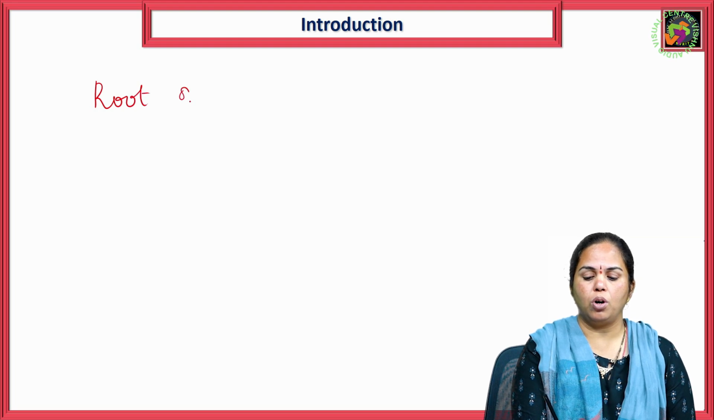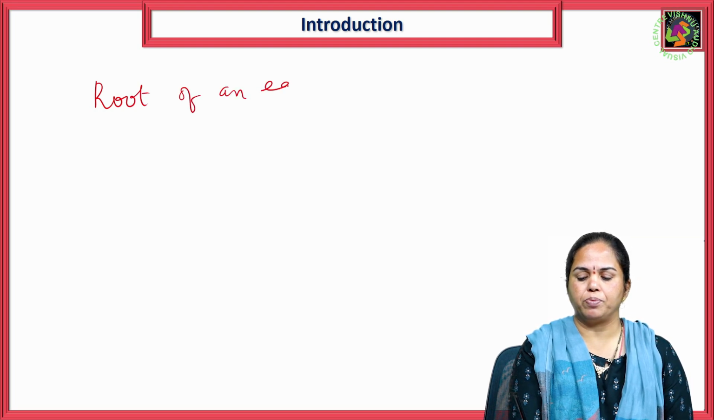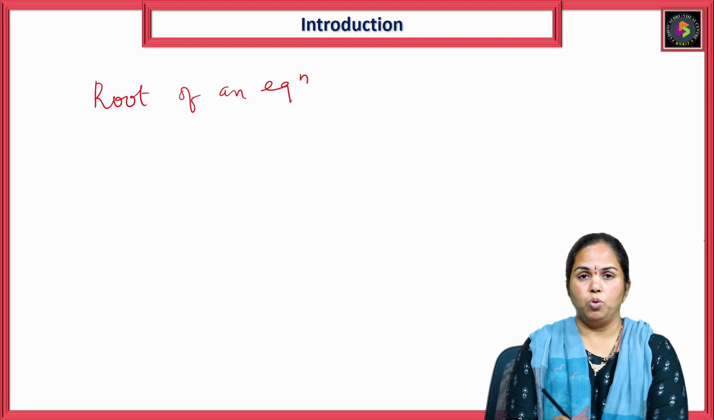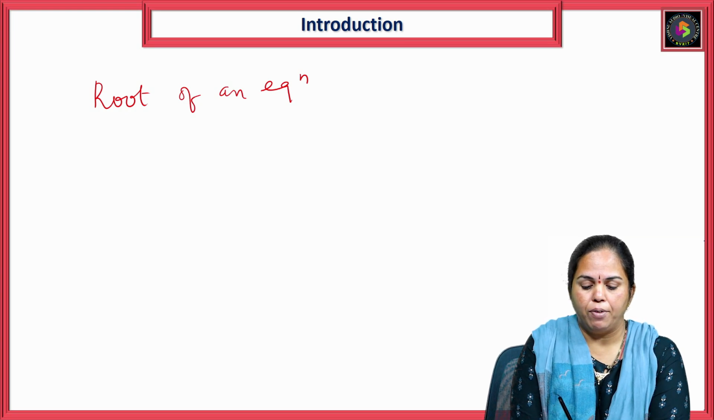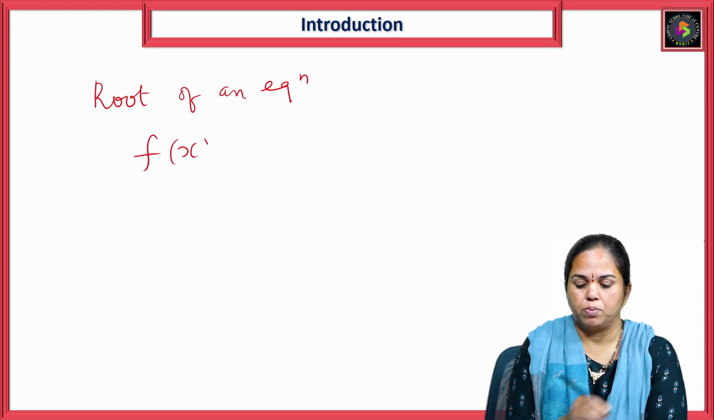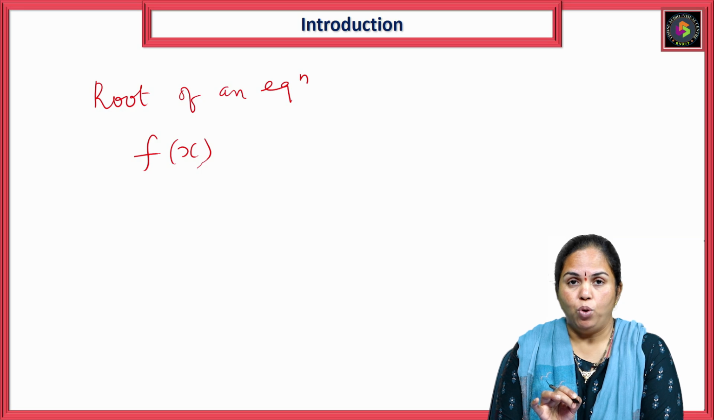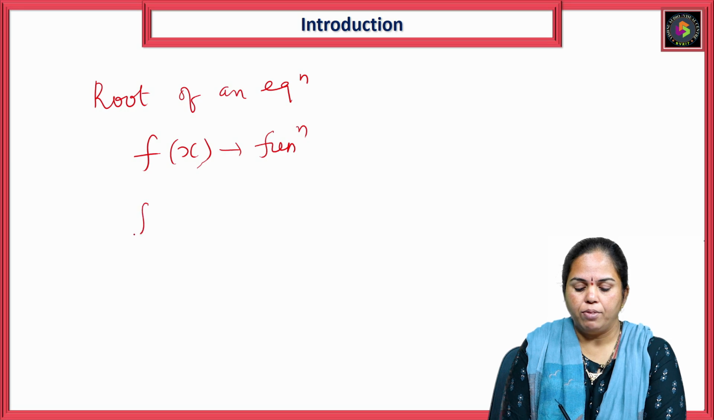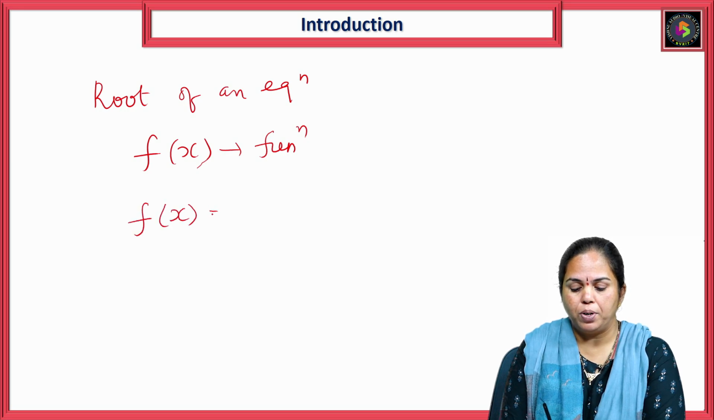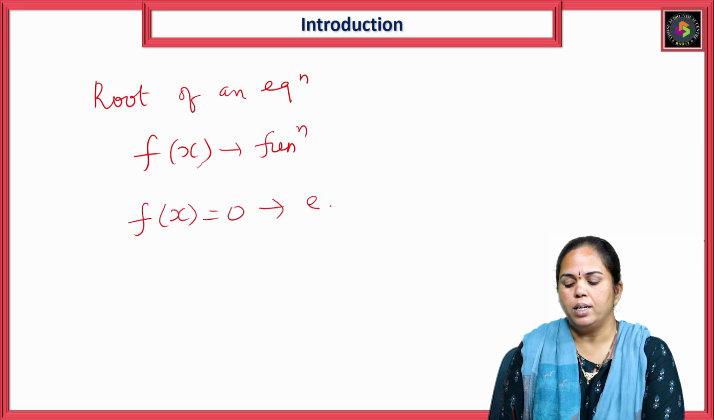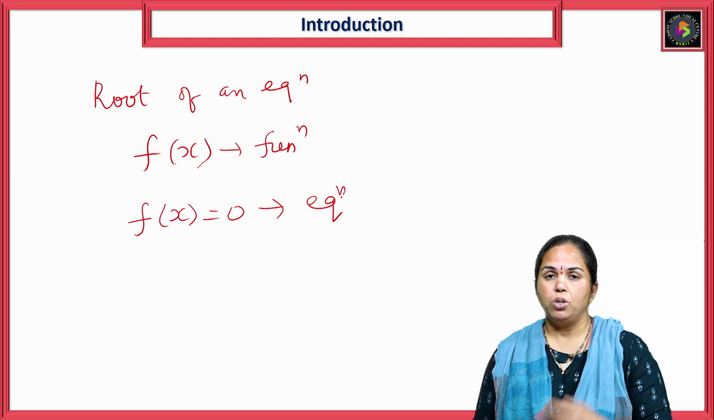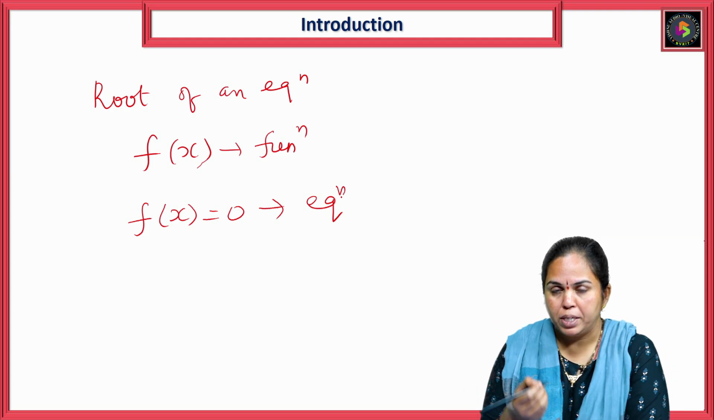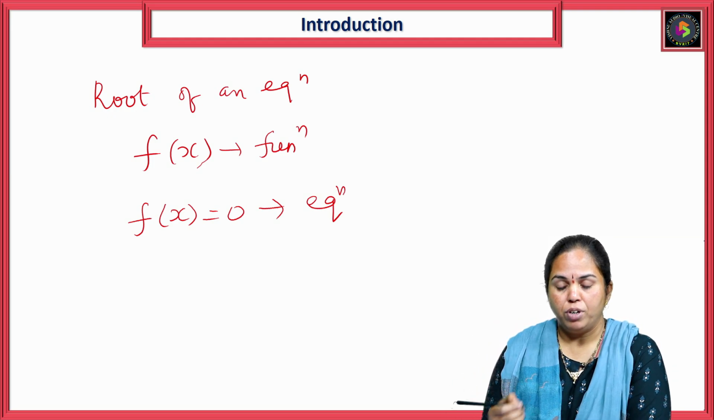The root of an equation. For example, if I have only f of x, it's called a function. And if I have f of x is equal to 0, it's called an equation. As of now, we have many methods to find the root of an equation.